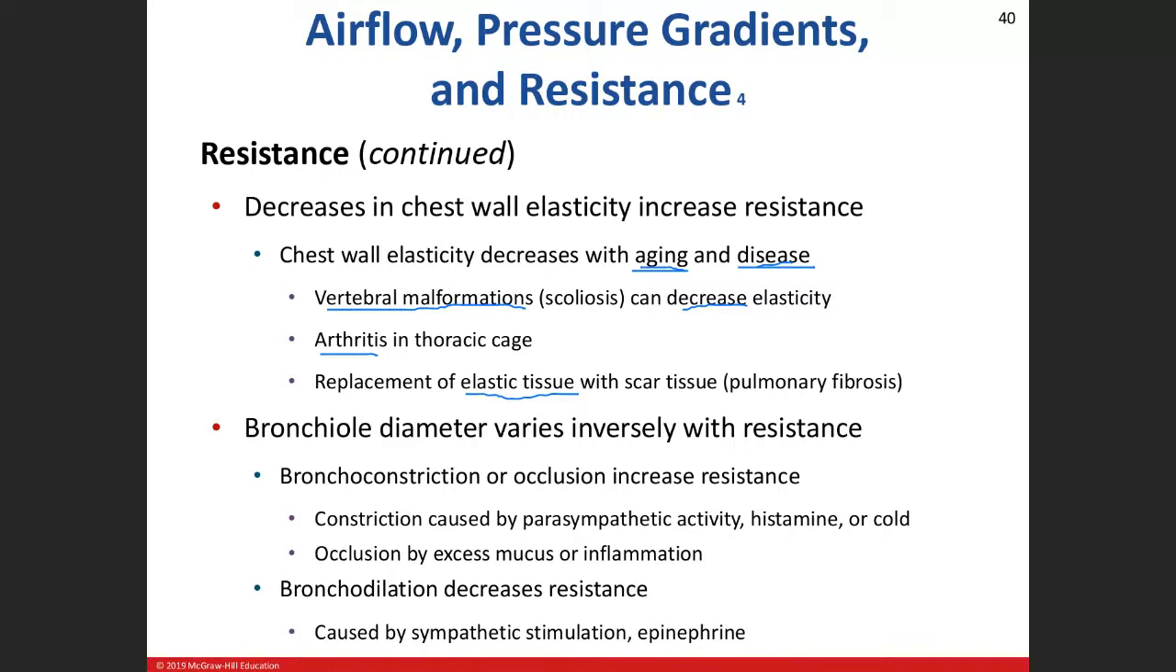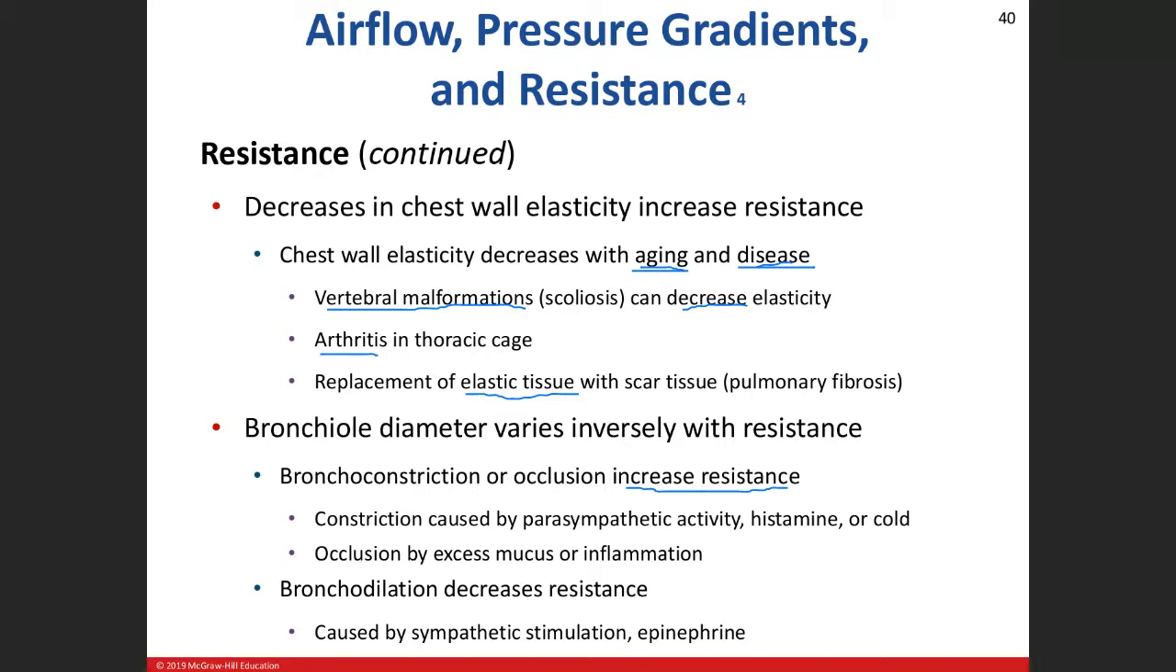The next one is the bronchial diameter. We're very familiar with this already. We have bronchoconstriction and bronchodilation. Bronchoconstriction is similar to vasoconstriction. We're going to decrease the lumen, and as we decrease the lumen, or the diameter of the bronchioles, we will increase the resistance.